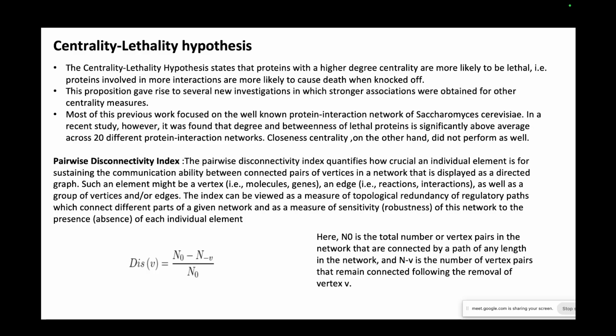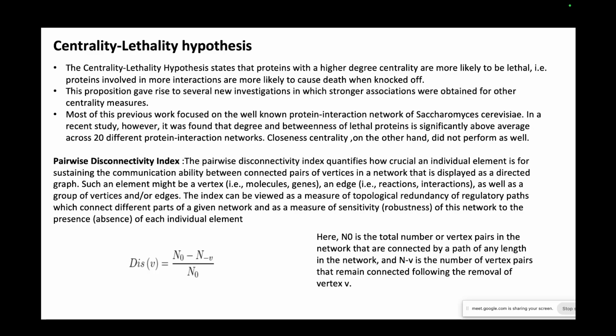So the hypothesis is basically that proteins with higher degree centrality are likely to be more lethal. That means proteins involved in more interactions are more likely to cause death when knocked off, which is kind of intuitive in itself, right?